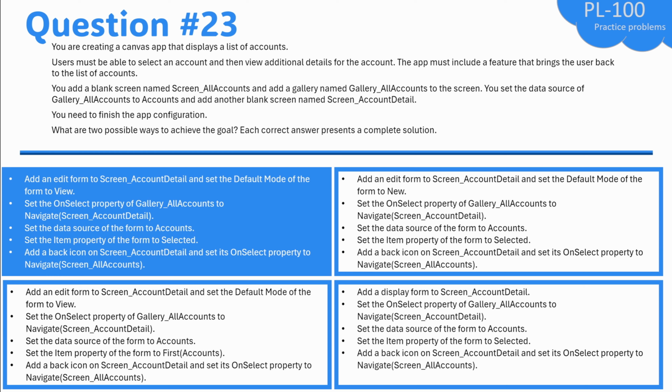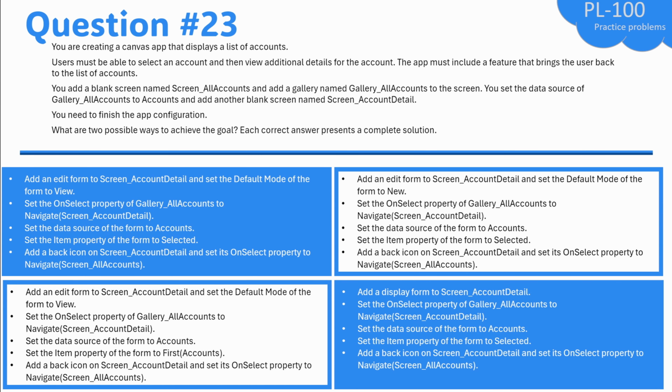Add a display form to screen account detail. Set the on select property of gallery accounts. Set the data source of the form to accounts. Set the item property to selected. And add a back icon on screen account details and set its on select property. That sounds correct as well.